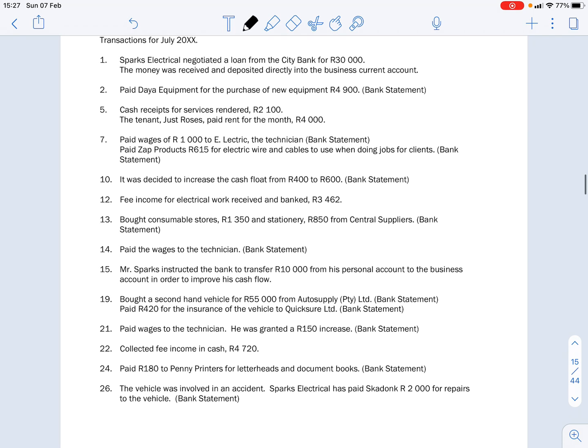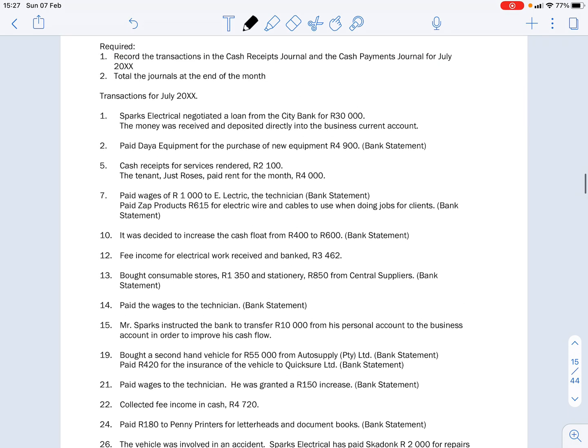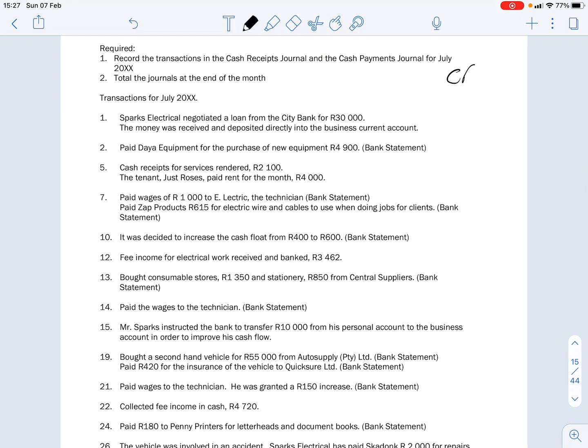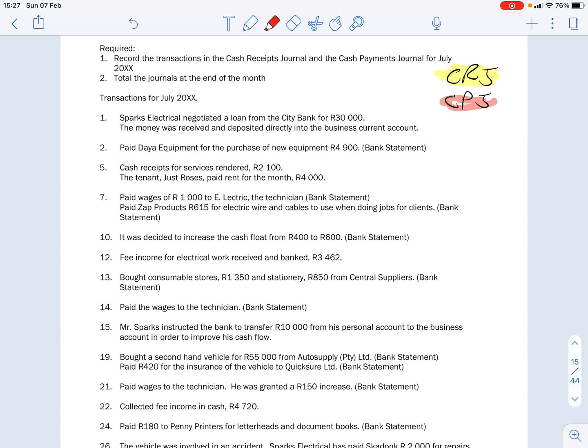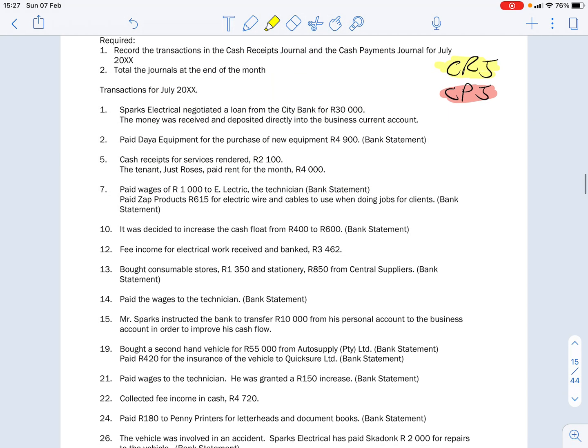Now, if we have a look at the transactions and we go in and highlight them, we'll have our CRJ transactions in yellow and our CPJ transactions in red. So let's just put that in. Okay. So firstly, let's look at all our CRJ transactions.